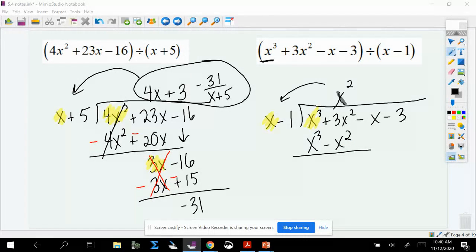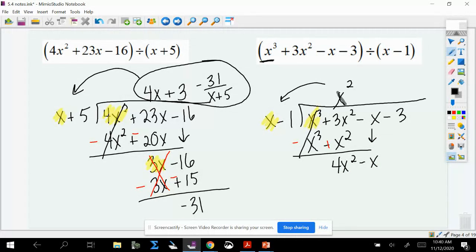Subtract. So I need to change my signs. Then that and that. That is going to cancel my x cubes, and I'm going to have a 3x squared plus 1x squared is 4x squared. Drop down my next term and repeat.